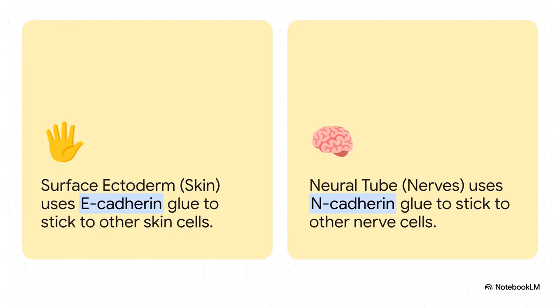But wait, how do the neural tube and the future skin separate so cleanly? It seems like they should just be stuck together, right? Well, the secret is in their molecular glue. The surface cells, the ones that become skin, use a molecule called E-cadherin to stick to each other. But the neural tube cells, they switch to a different glue, N-cadherin. And because these two glues don't mix, the tissues separate perfectly. It's just an incredibly elegant solution.